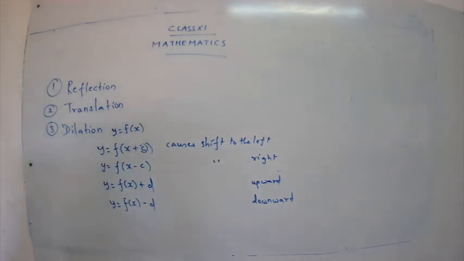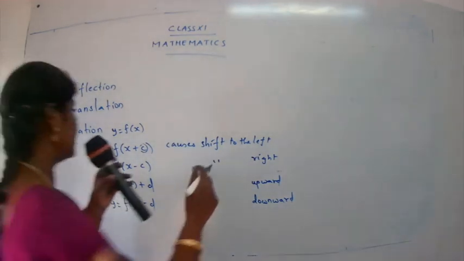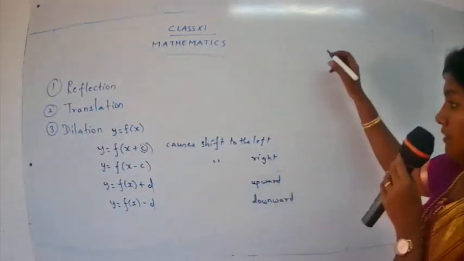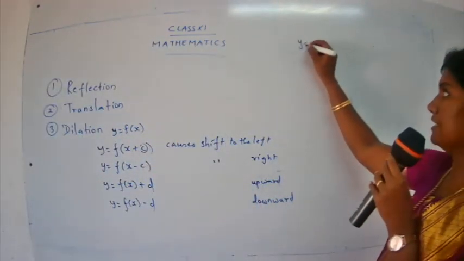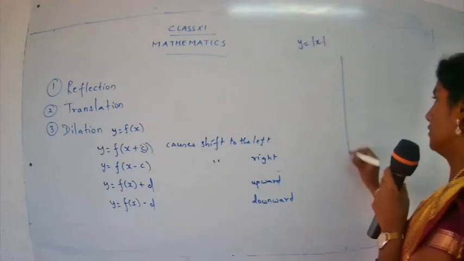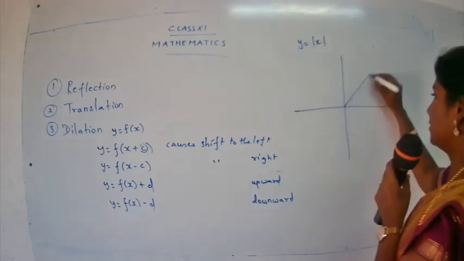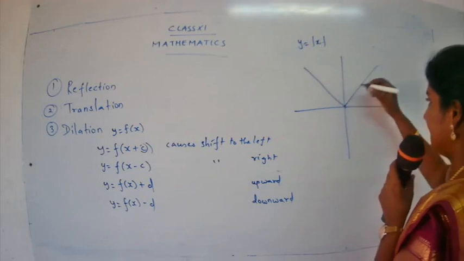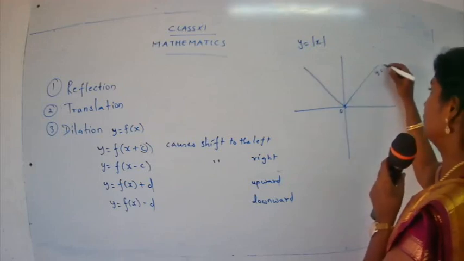Okay, children, let's go for the illustration part. Just see the illustration part. What is the function given to you? The function is f of x is equal to mod x. See there? So you have a function. And now see the second part. I'll explain this in detail. Let us consider a function mod x. So you have the function mod x like this. This is 0. This is y is equal to mod x.